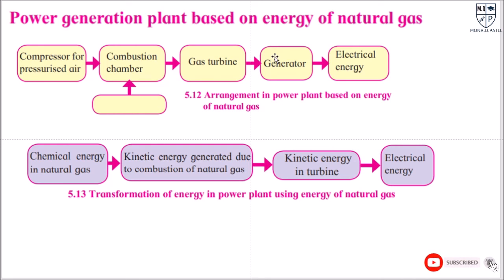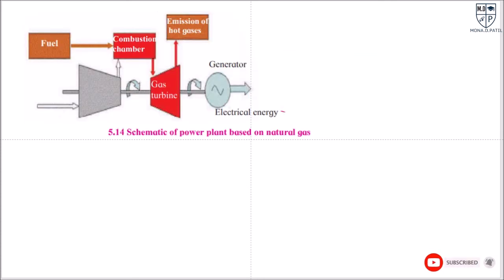The efficiency of this type of power generation plant is higher than, here you can see the diagram, the power generation plant based on coal. Moreover, since natural gas does not contain sulfur, burning of natural gas results in less pollution. The schematic of a power plant based on natural gas is given here.